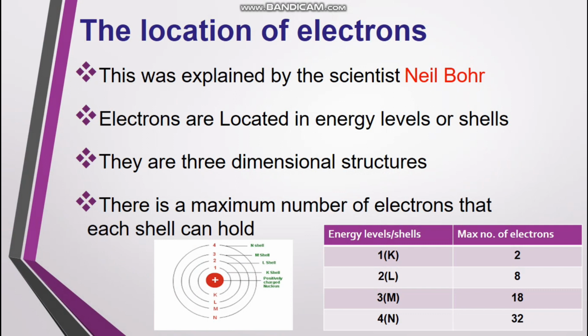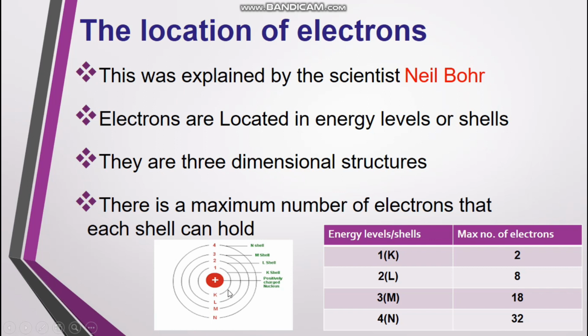The location of electrons. Where are these electrons located? This was further explained by the scientist Niels Bohr. He took the planetary model and he started to explain it further. According to him, the atom has 4 shells: the first shell, second shell, third shell and fourth shell. We can name it as K, L, M, N or 1, 2, 3, 4.